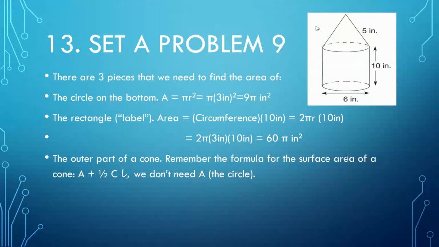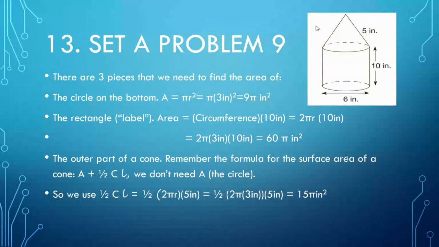And then we're going to do the top part, which is part of the cone. In the recording that I put online, I'm just giving you the formula for the surface area of a cone. It's A, which in general, when you have a cone, is the area of a circle, but we don't have the circle part of the cone because that's on the inside of the shape, plus 1/2 CL. C is the circumference and L is the slant height. So we don't need the A. We use 1/2 CL.